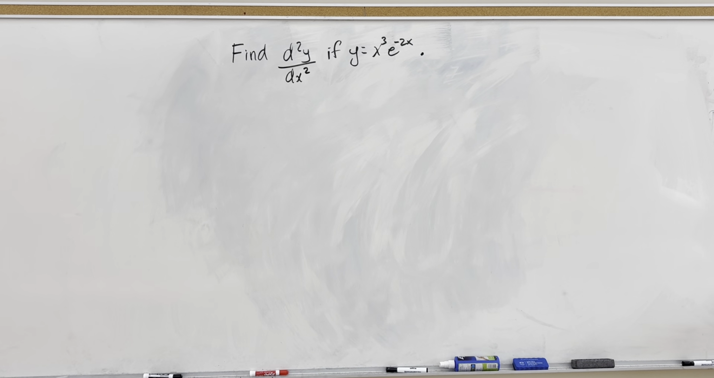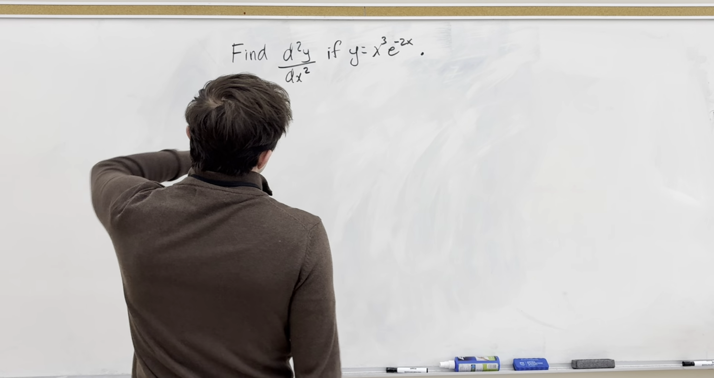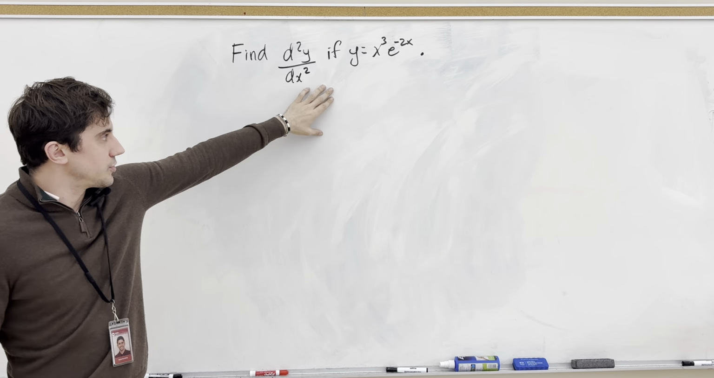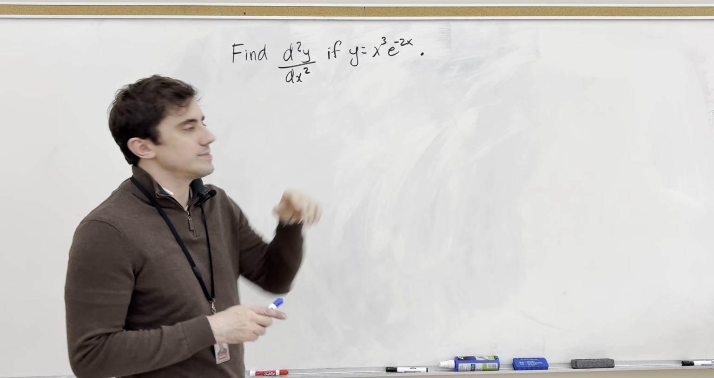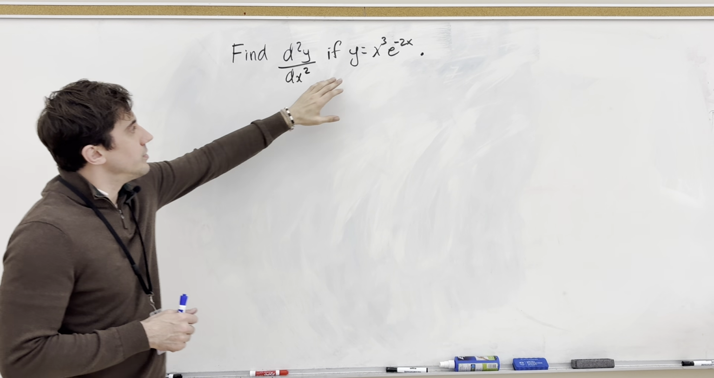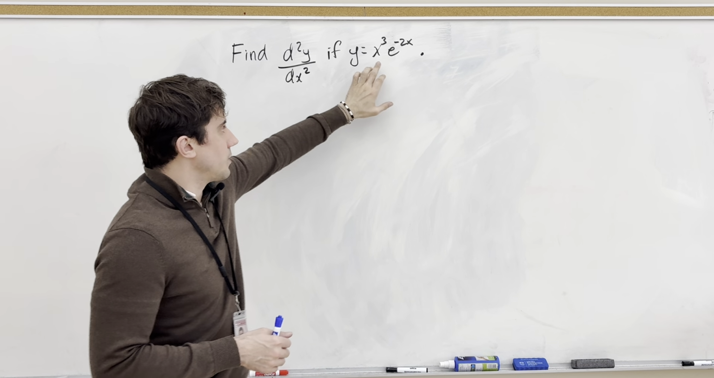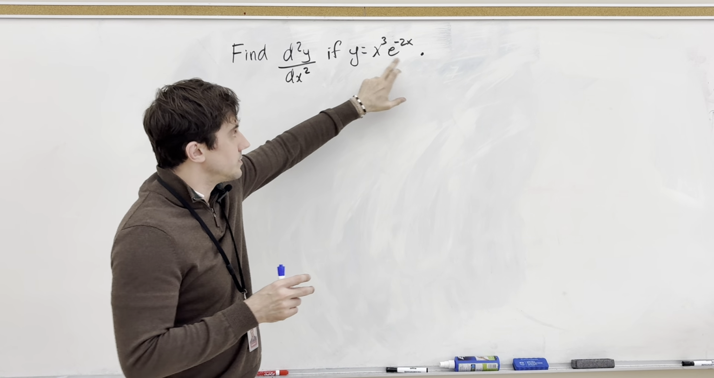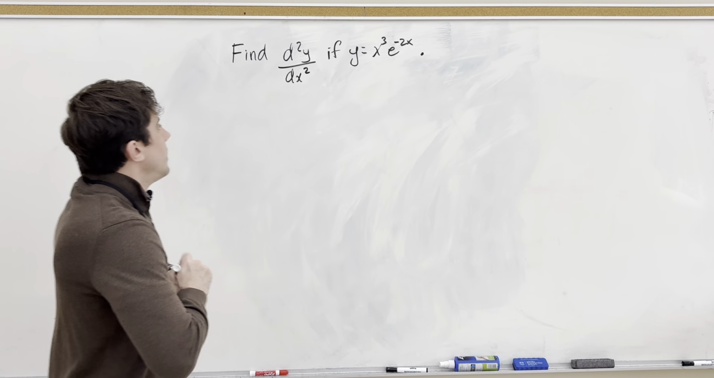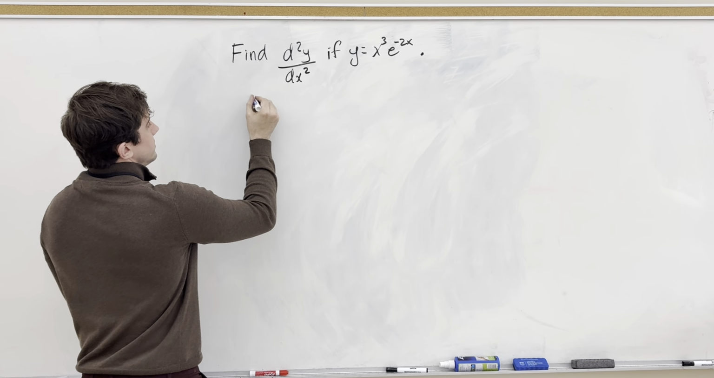Hey everyone, today we're going to find the second derivative, d2y dx2, if we have some function y equal to x cubed times e to the negative 2x. So we know that we have to use the product rule because we have some function times some function in some way. And so first off, let's find dy dx.